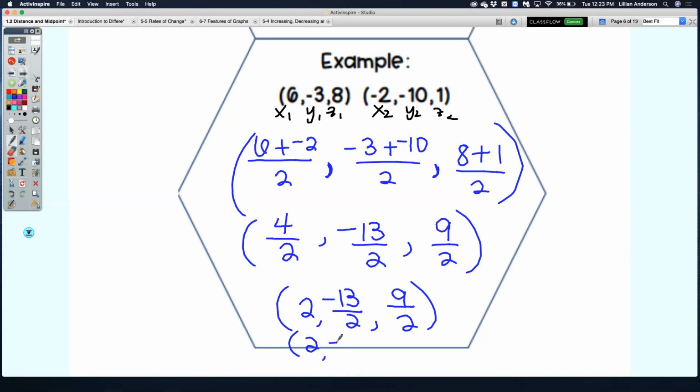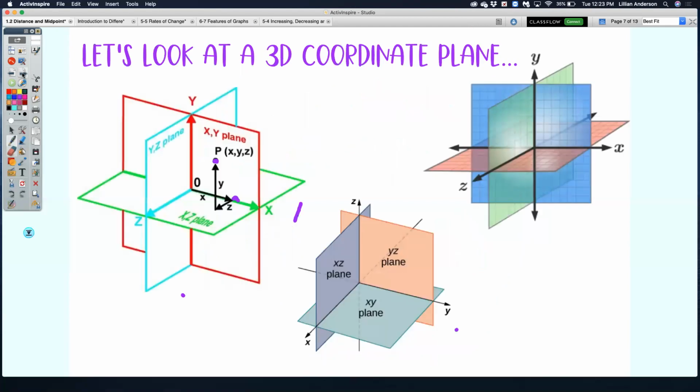Remember, the one downside about decimals is that if it does not go in evenly, now you have to round, and then it's not the exact midpoint. Okay? Questions on using the formulas? Very straightforward, okay? The complexity of it is that if you have to graph it or you have to apply it to an application problem, okay? So we're gonna look at a three-dimensional coordinate plane.